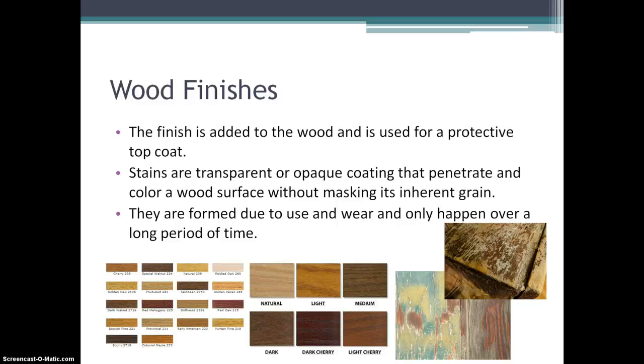There are many different kinds of finishes. I just put a couple of them. The first picture on the left is finishes, and the second one with the natural, light, and medium is stains. And the last one is the picture of what patina looks like. Patina is the last finish, and it cannot be created or faked or applied. It is found due to use and wear and only happens over a long period of time.